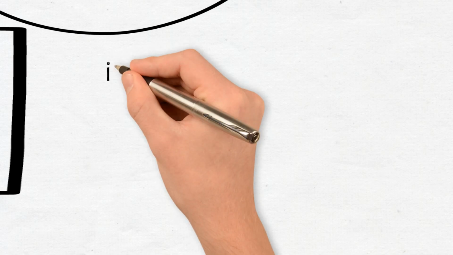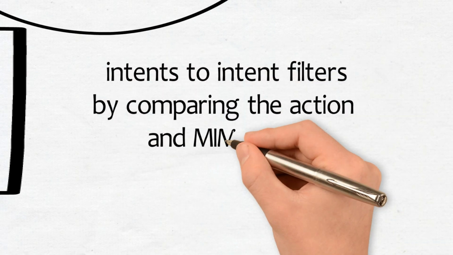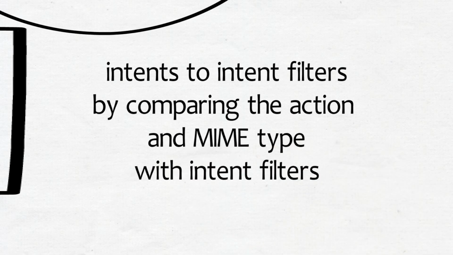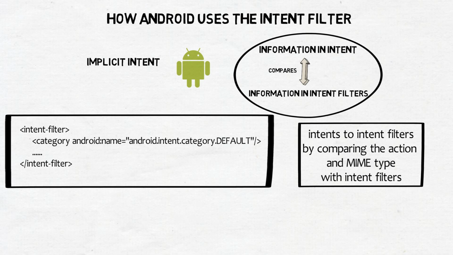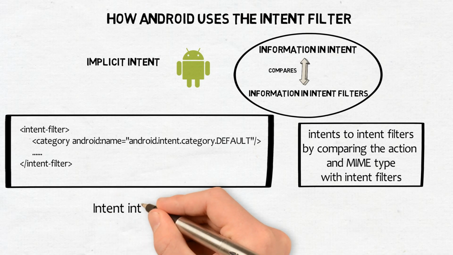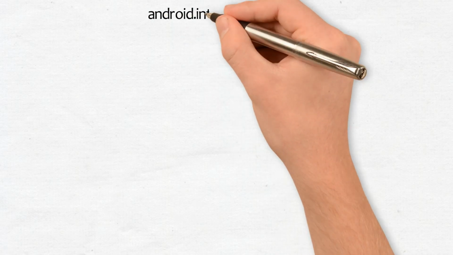Android then matches intents to intent filters by comparing the action and MIME type contained in the intent with those of the intent filters. As an example, if an intent specifies an action of Intent.ACTION_SEND using intent = new Intent(Intent.ACTION_SEND), Android will only consider activities that specify an intent filter with an action of android.intent.action.SEND like this.